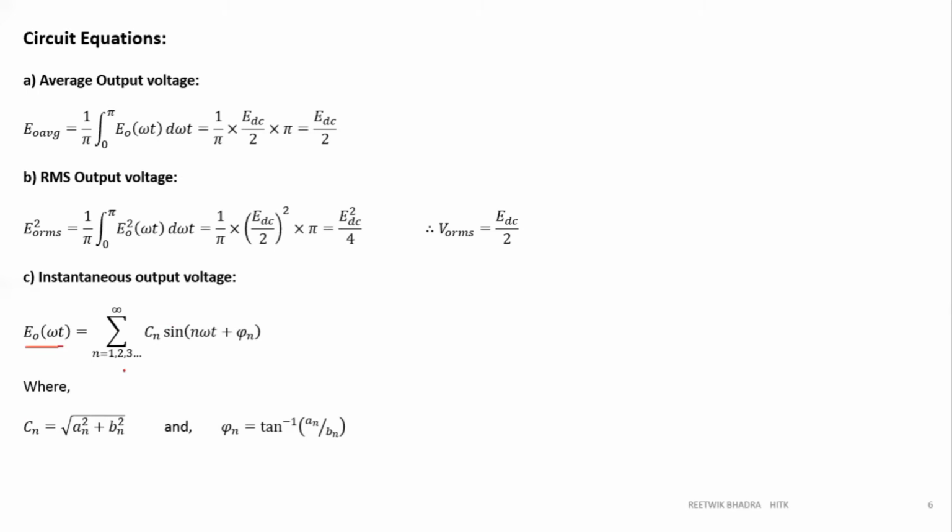Now, what is Cn in Fourier analysis? Root over an square plus bn square. What is φn? Tan inverse an by bn. This is the general formula. Like you write now, v equals Vm sin ωt. What is Vm over here? Cn, the magnitude, and this is sin ωt.